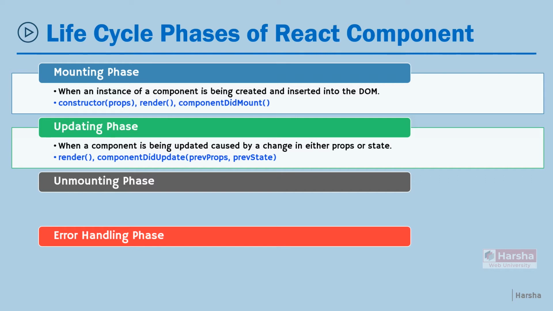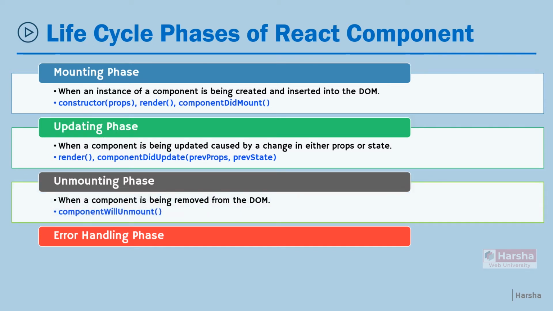Every time when the property value or state is changed, the updating phase will trigger out. In this case, render and component did update will be executed. And at the time of leaving or closing the application, the unmounting phase will be executed. Generally, this happens only when the routing is enabled and the user navigates to another route from the current route. Or it also executes whenever the parent component removes the instance of child component.